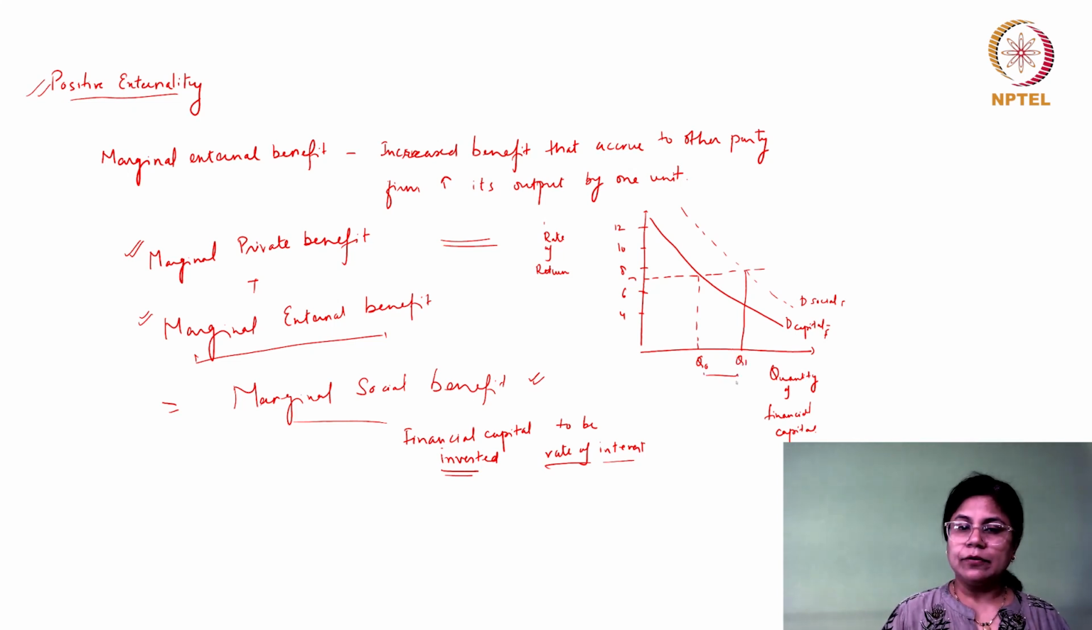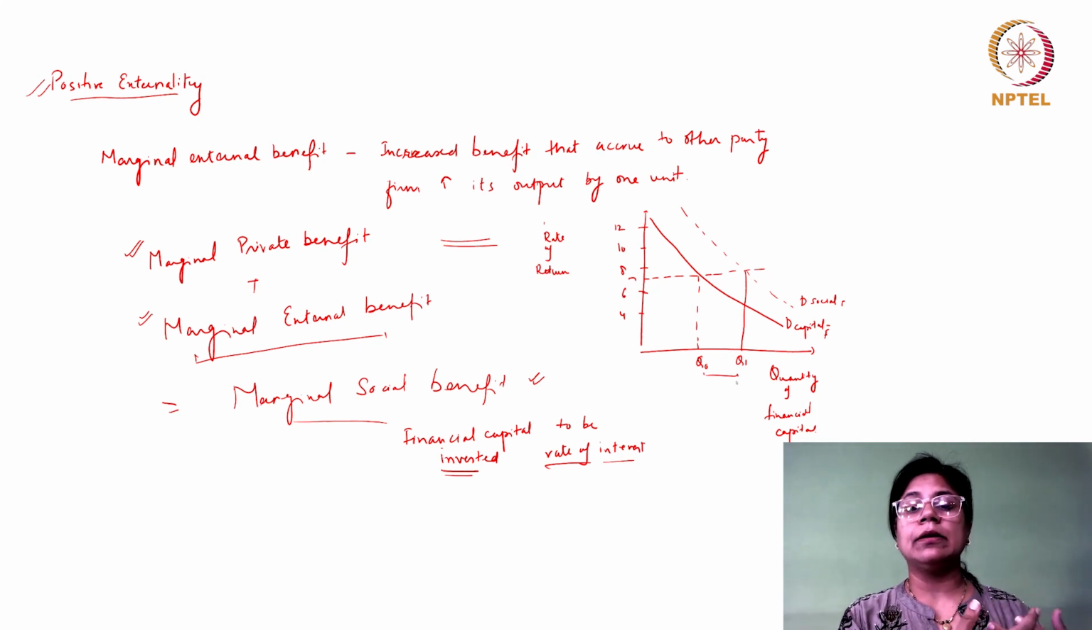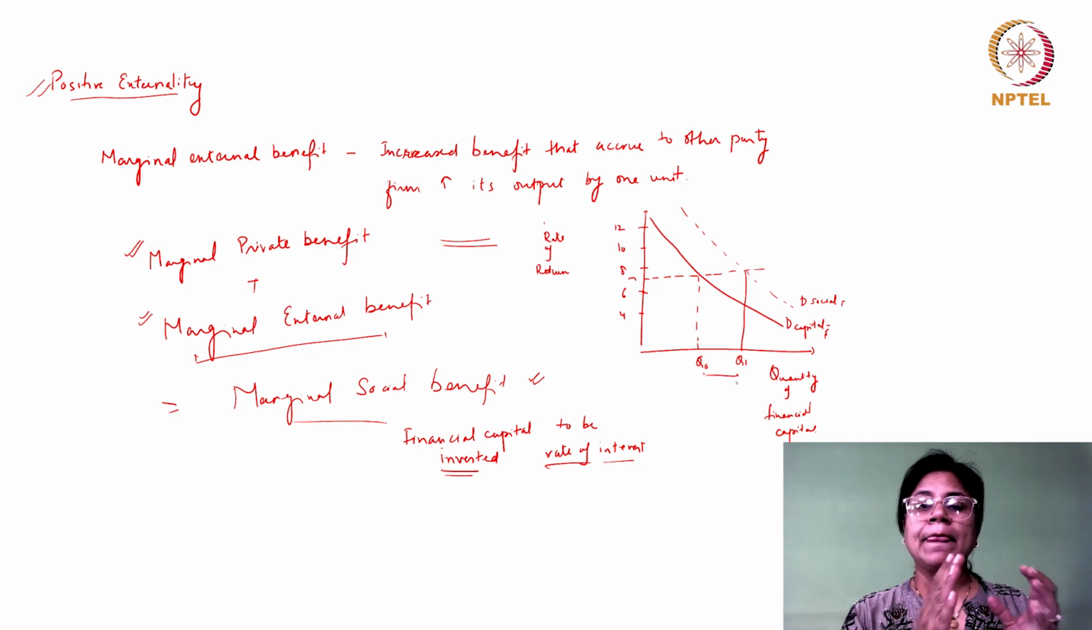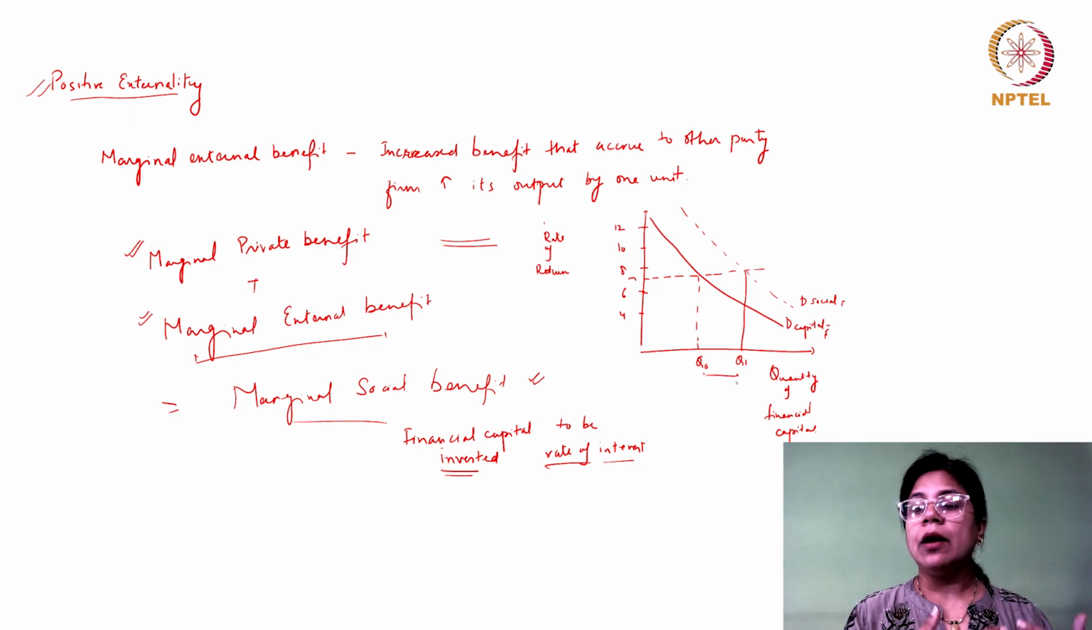So just to put it simply, because there are positive benefits associated with the investment in research and development by the firm, the social benefits are higher. The society or the social planner would in fact intend that the financial capital invested into the R&D project should be much higher vis-a-vis the actual amount that might be invested.